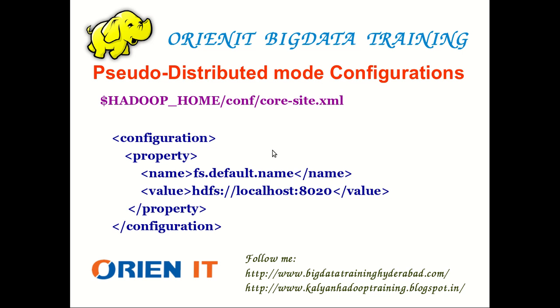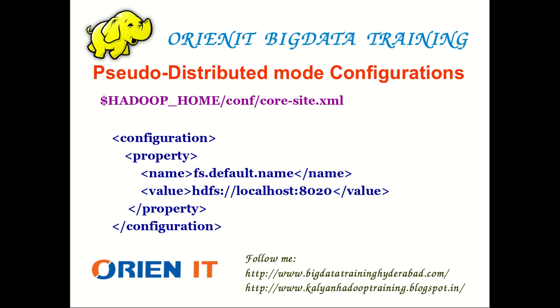The default one has a property tag and it is ended. This property contains the name and value. The name of the property is fs.default.name. The importance of this property is where exactly your name node is going to be installed, on which machine and which port. Currently I'll be installing my name node on the localhost, that means the current machine itself, and it will run on port 8020. You can define your own port, but the condition is that the port should be a free port in your machine.